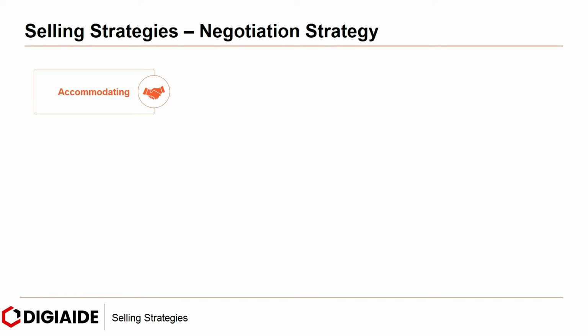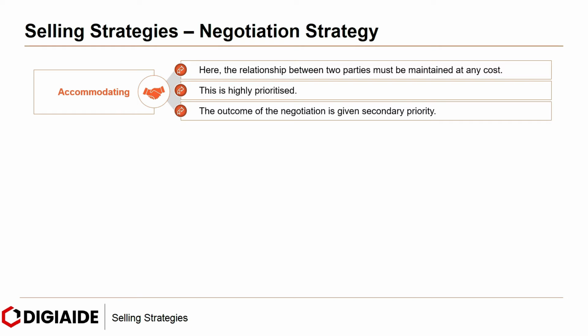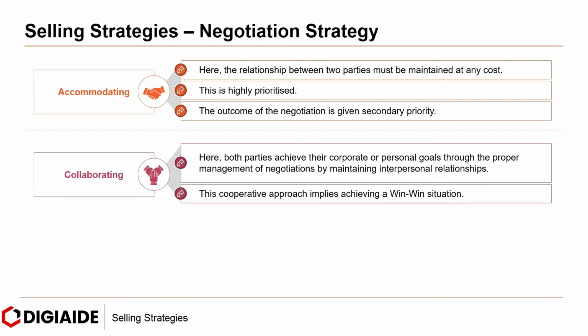Given below are some of the negotiation strategies, the first being accommodating. Here, the relationship between two parties must be maintained at any cost. This is highly prioritized. The outcome of negotiation is given second priority. Next, collaborating. Here, both parties achieve their corporate or personal goals through the proper management of negotiation by maintaining interpersonal relation. This cooperative approach implies achieving a win-win situation.